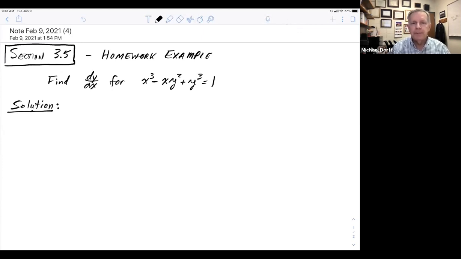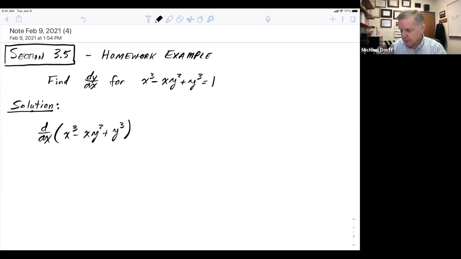We're in section 3.5 and we're looking at a homework-like example. In this one, we're supposed to find dy dx, or the derivative, for this expression where the x's and y's are mixed together. We have to use implicit differentiation to do this. So what we would do is take dy dx of both the left side and the right side of this equation.